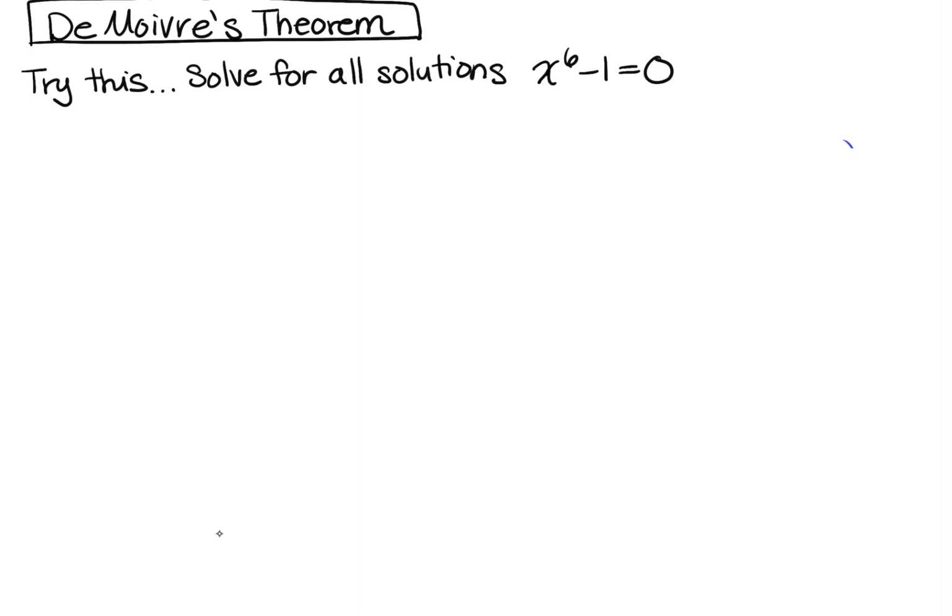Hello everybody. Today we're going to learn about De Moivre's theorem. Now, before we get into De Moivre's theorem, we're going to start with something that we already know how to do. So go ahead and try the equation that's on the screen and solve the equation x to the 6th minus 1 equals 0 for all solutions. Pause the video now, please, and solve this problem.